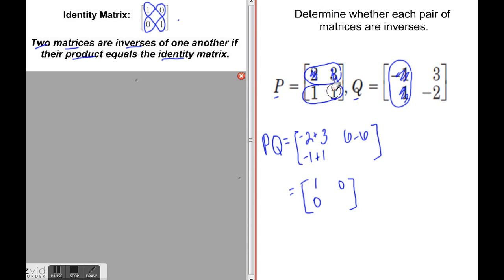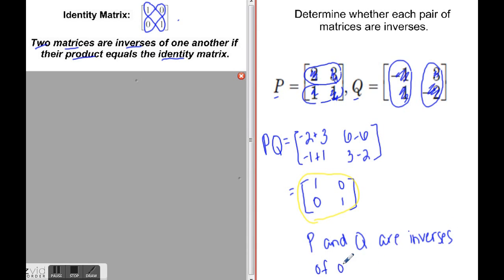And lastly, we'll take our second row one last time to multiply it with the column of Q. 1 times 3 is 3, and 1 times negative 2 is a negative 2. 3 minus 2 gives me 1. Since P times Q has given me the identity matrix as my answer, I am allowed to say that P and Q are inverses of one another.